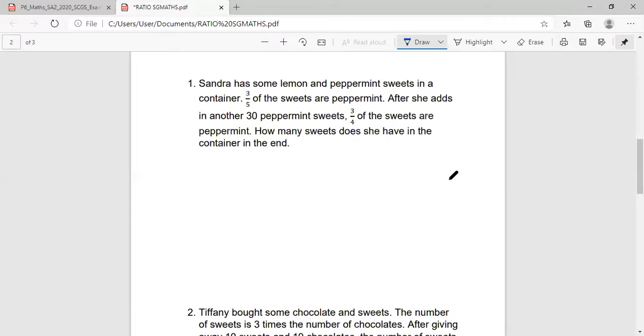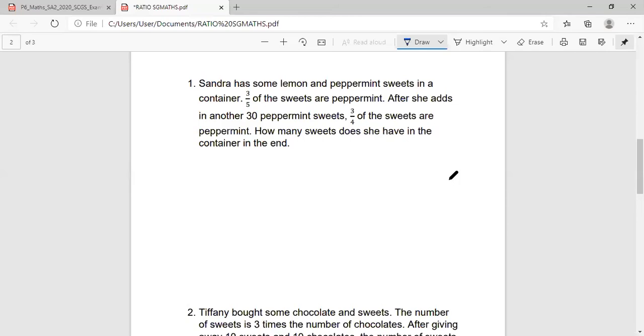Now we look at one question. Sandra has some lemon and peppermint sweets in a container. 3 out of 5 of the sweets are peppermint. After she adds in another 30 peppermint sweets, 3 out of 4 of the sweets are peppermint. How many sweets does she have in the container in the end?